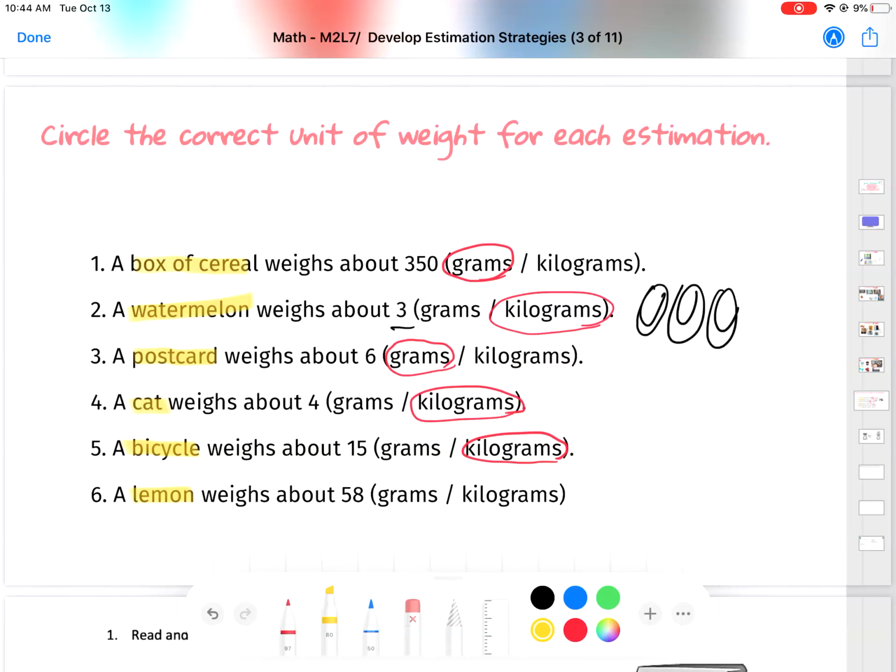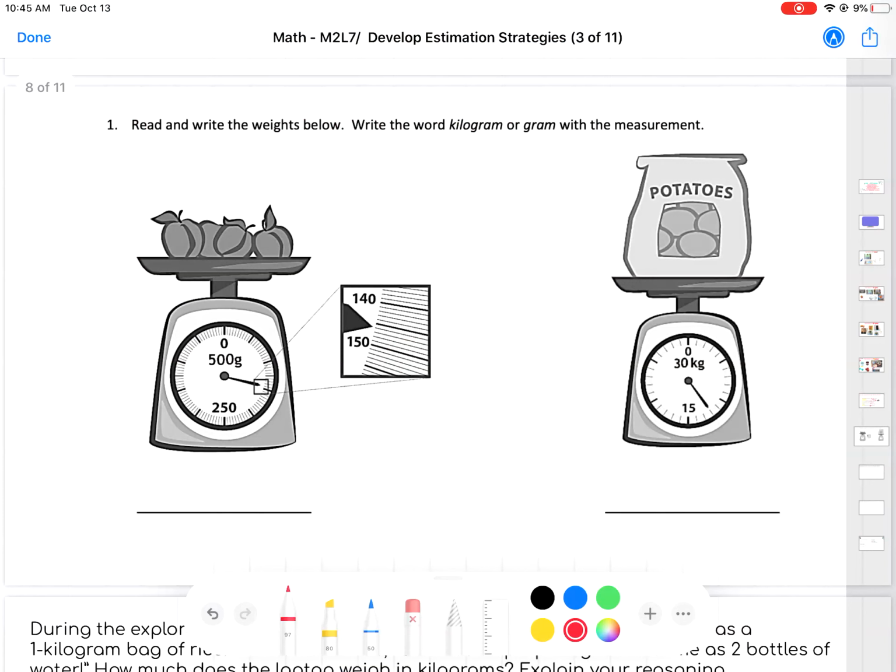A lemon weighs about 58 grams or 58 kilograms. If we say it's 58 kilograms, it should be heavier than a bicycle. But we know that a lemon is way lighter than a bicycle. So it should be 58 grams. So that's how we make our estimation. Let's move on to the next page.